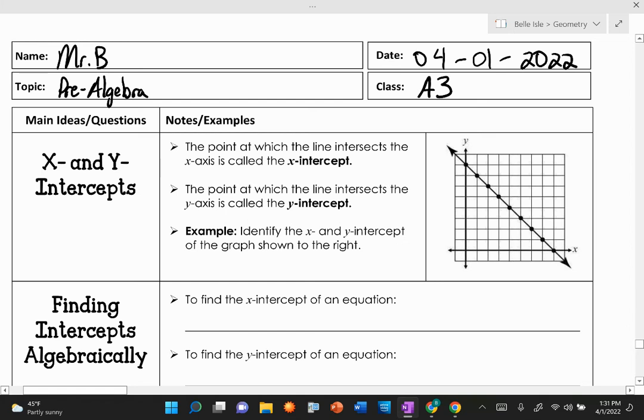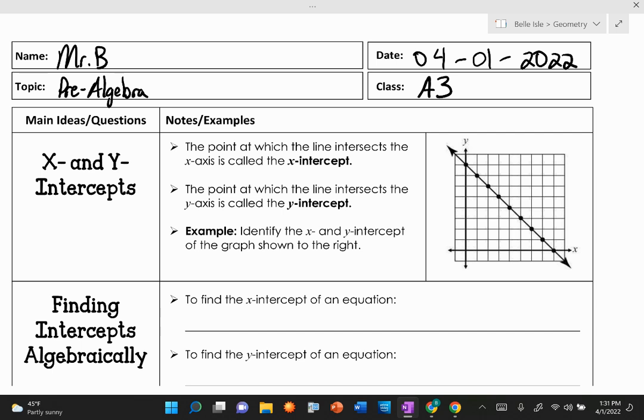Let's get started. So we are working on X and Y intercepts today. For the purposes of graphing, learning how to identify the X and Y intercepts makes graphing super easy when you're working with linear equations or functions.